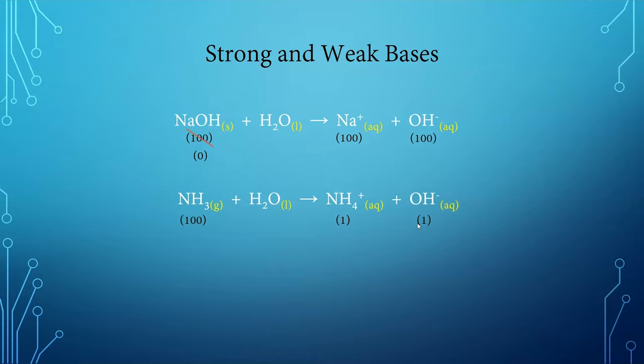It's just a coincidence they both happen to be 1 out of 100. That's not always the case. It might be 1 out of 1,000. It might be 1 out of 10,000. So 99 of the ammonia molecules are going to remain behind, and only one of them is going to actually react with the water to form ammonium ions and hydroxide. Ammonia is commonly used in household cleaners. The downside of ammonia is it has a very strong odor, so you don't want to smell that.